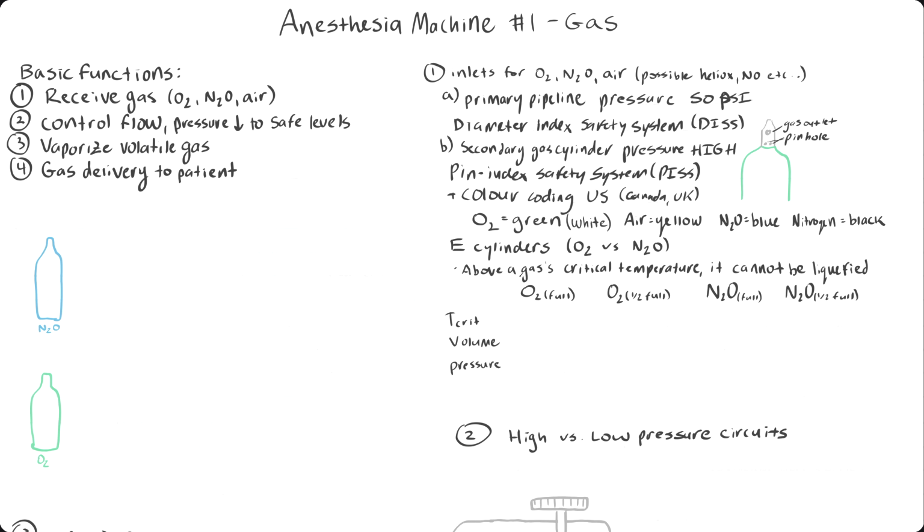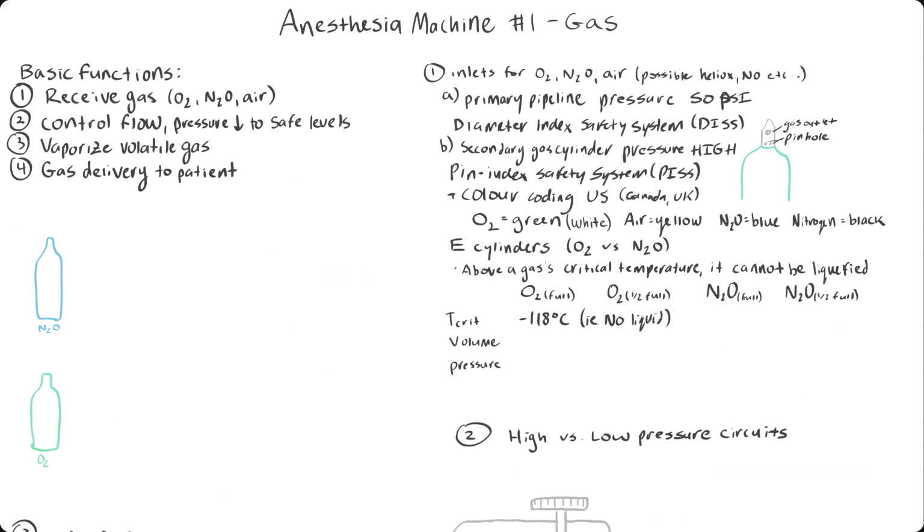So above a gas's critical temperature, it cannot be liquefied anymore. The critical temperature of oxygen is minus 118 degrees Celsius, which means that it cannot be liquefied at any naturally occurring temperature under any pressure on Earth. No liquid.